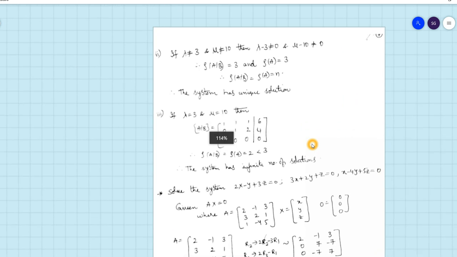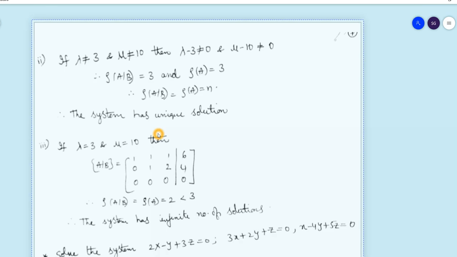The next condition is, if lambda is not equal to 3 and mu is equal to 10, then rank of AB, the augmented matrix, is 3, and rank of A is equal to 3. And the second condition, as given in the question, is that the system has a unique solution.